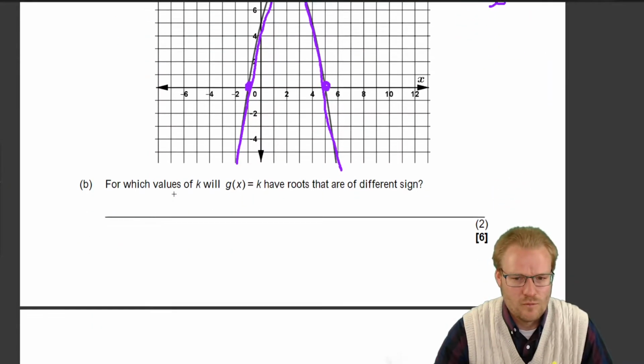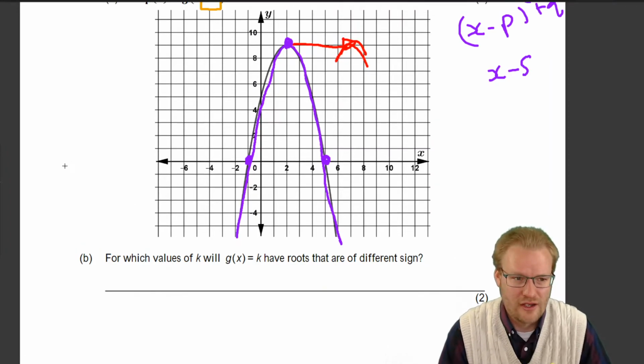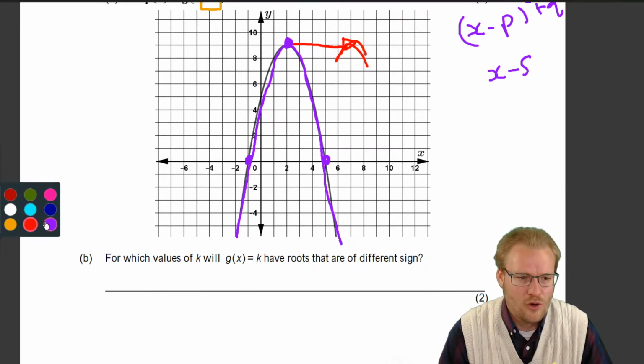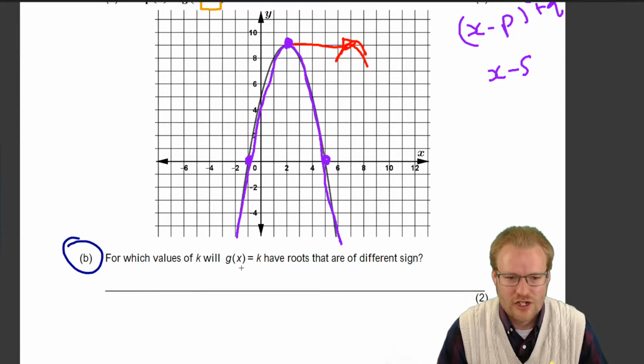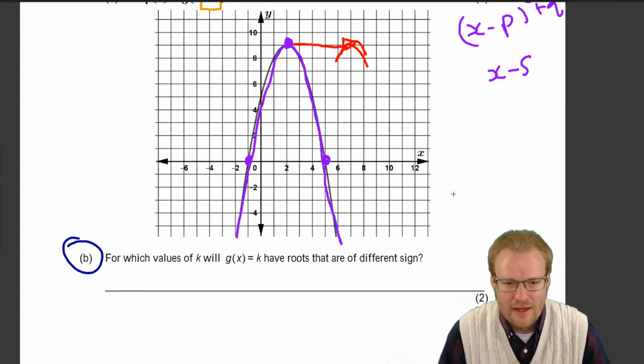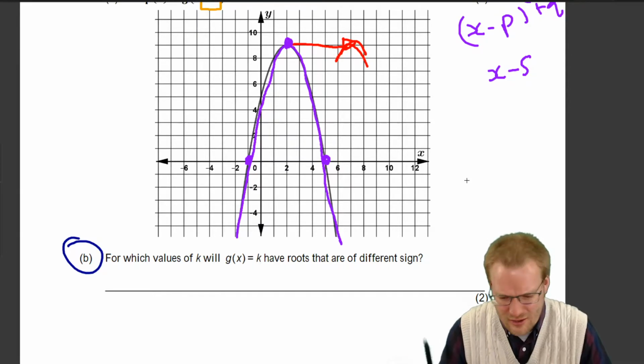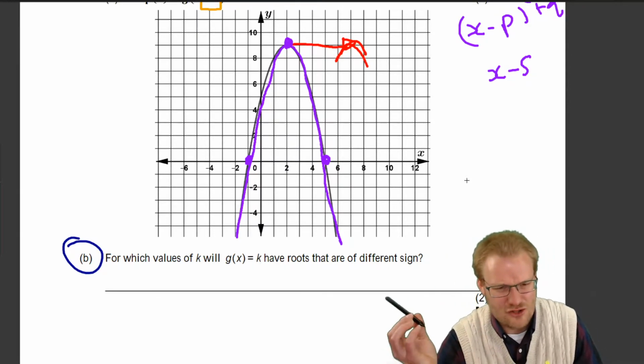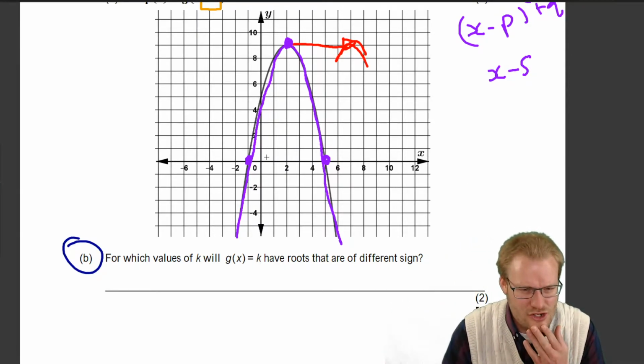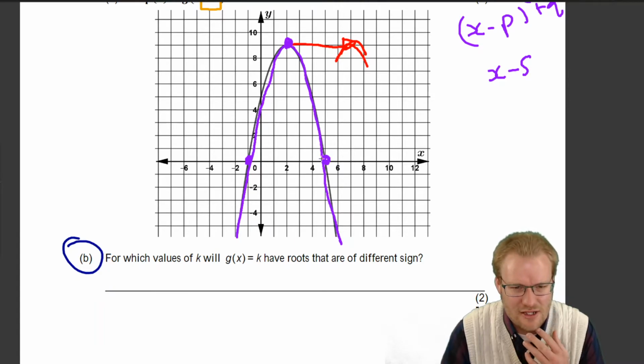Okay, last question, a little bit trickier. For what values of k does g of x equals k have roots that are of different sign? So you think, what's this question? It's asking about the nature of roots. So have a look at your original function, g of x. Here it is, nice. It's got roots of different sign, right?